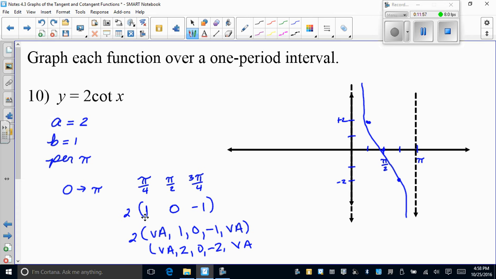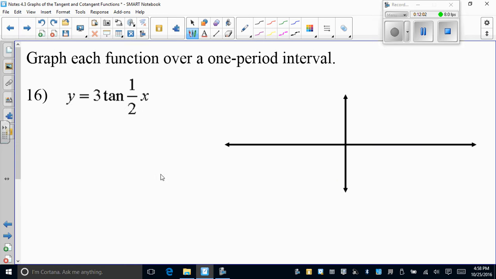Okay, next one. They gave you tangent this time. Again, 1 period interval. A equals 3 and B equals 1/2. So our period would be pi over 1 divided by 1/2, so times 2 over 1. Again, I made this a fraction because my b value is a fraction. Those cancel out and we're left with 2 pi. So instead of pi, we are going to do 2 pi.